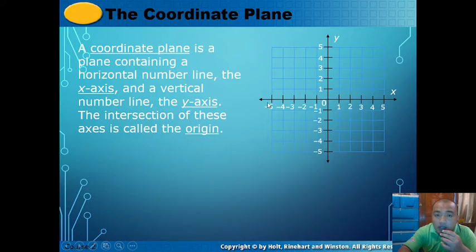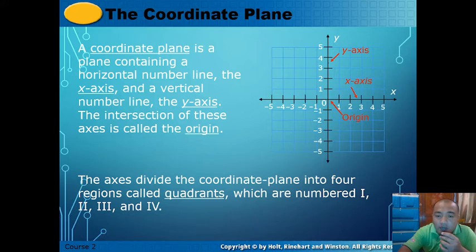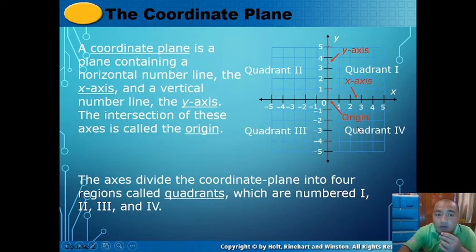Okay, x-axis, the horizontal line. The vertical line is the y-axis. X-axis, y-axis. And the origin, the point of intersection of these two axes. The axes divide the coordinate plane into 4 regions called quadrants, which are numbered in Roman numerals 1, 2, 3, and 4. So this is quadrant 1, quadrant 2, quadrant 3, and quadrant 4. Okay? So this is just a review.